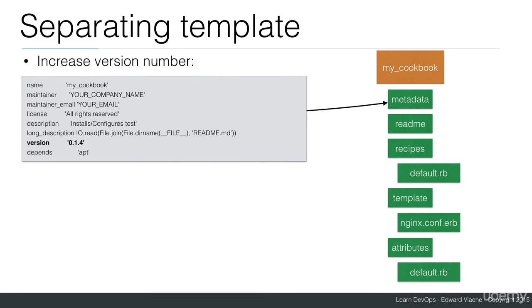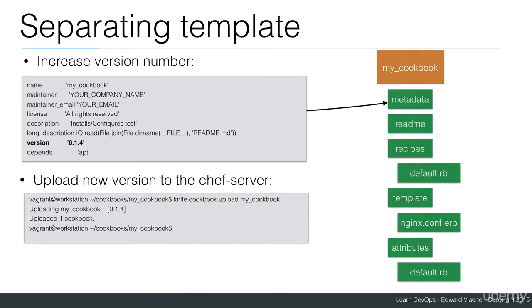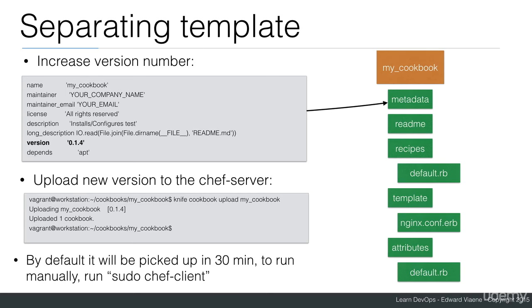Next, we need to increase the version number in the metadata file. Otherwise, Chef will not recognize our new cookbook. Then we upload the new version to the Chef server. Again, by default, it will be picked up in 30 minutes. To run manually, run sudo chef client on the node.